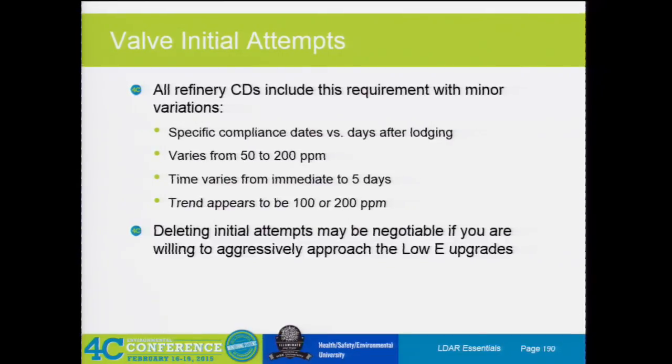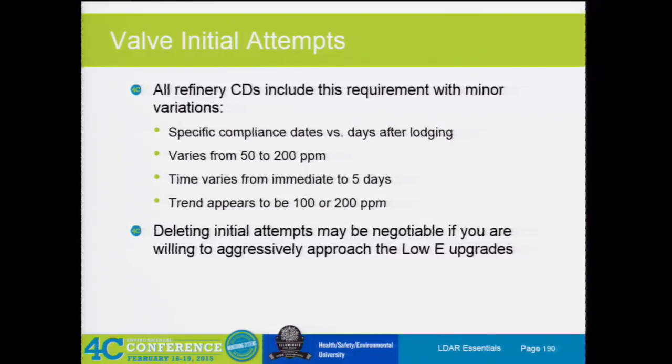Let's see, valve initial attempt. I know that we've already talked about this, but depending on where you're at, in the chemical industry, they went to, if it's above 50 ppm, you have to do an initial attempt. In the refineries, some folks have 100, other folks have 200. Time varies from immediate to 5 days. So some of the consent decrees have an immediate requirement, some have a 24-hour, some have a 48-hour, and others have a 5-day requirement. So it's basically what's in your consent decree.